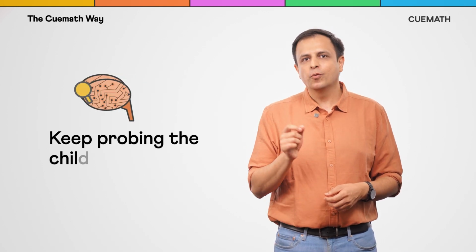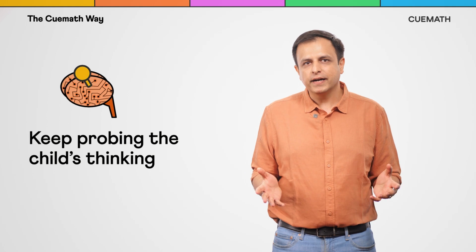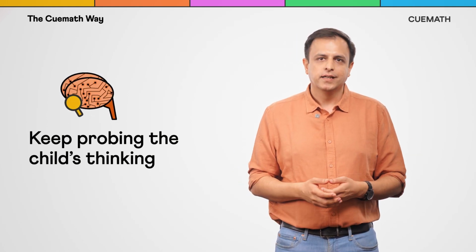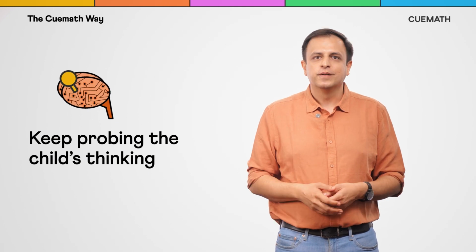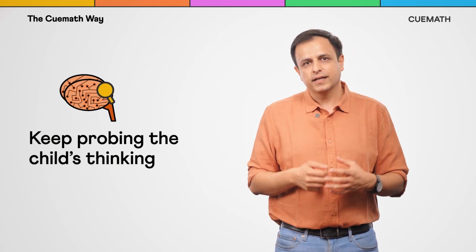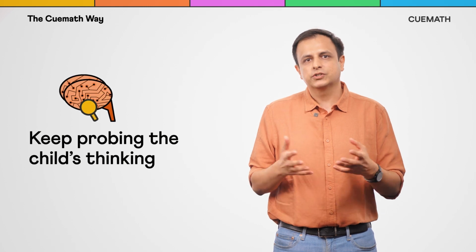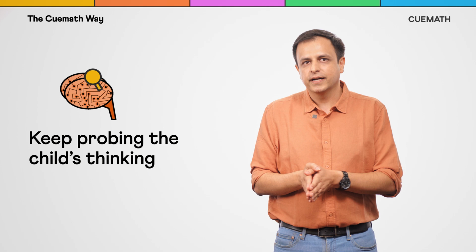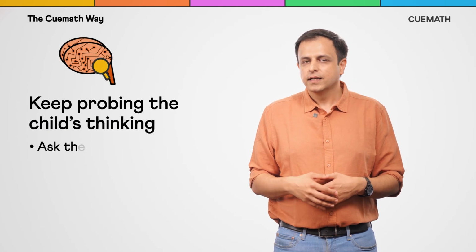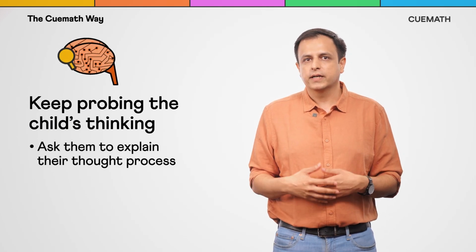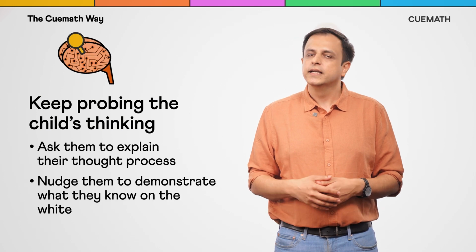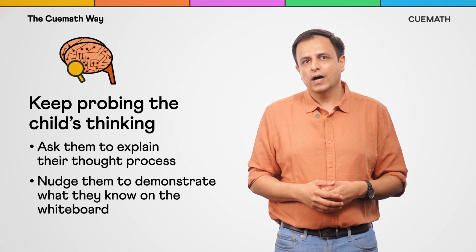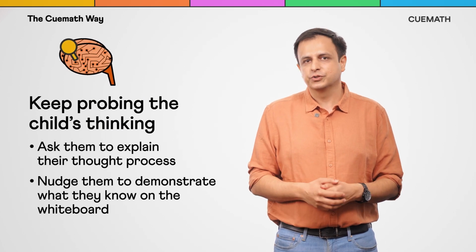First, keep probing the child's thinking. Are they finding the problem or concept too easy, or are they having a hard time with it? If it's too easy, you'll know because they'll finish it quickly and without any help. If they seem to be stuck or struggling, ask them to explain their understanding of the question, what they need to find, and where they are having trouble. Getting them to explain their thought process or demonstrate what they know on the whiteboard is a fantastic way to understand their thinking. We'll explore more about how to get children to express their thoughts in future videos.